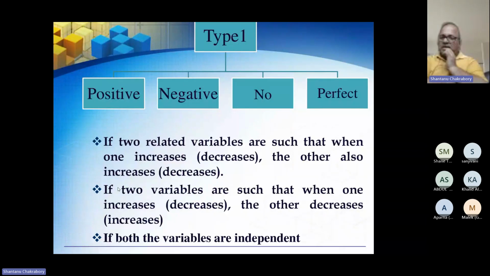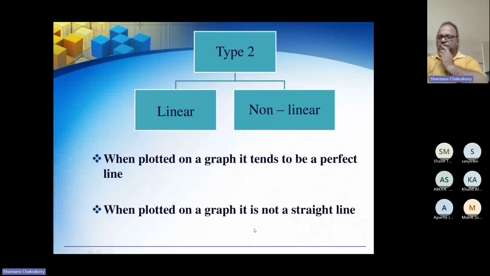decreases, that shows it's positive. If two variables are such that when one decreases, the other increases, that shows there is a negative correlation. And if there is no correlation, that means with the increase in x or y, there is no particular change, and both variables are independent of each other. So there is no correlation in that particular scenario.